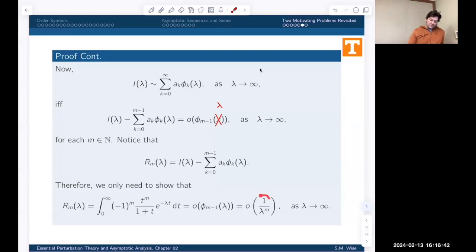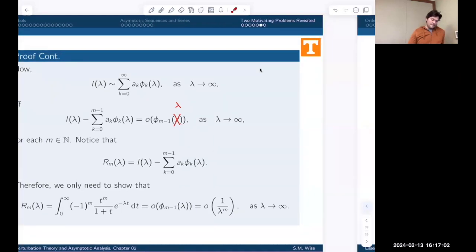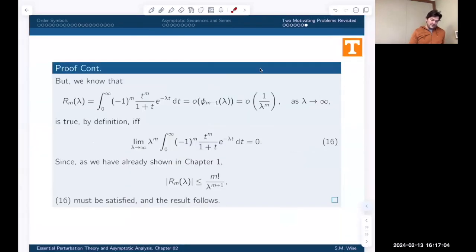But of course, we know what this function is. Phi m minus 1 is 1 over lambda to the m. So if we want to show that this is a little o of 1 over lambda to the m, we're going to divide this R by this function and show that the limit as lambda goes to infinity is 0. Okay, so that's exactly what I'm doing here. Dividing by 1 over lambda to the m is the same as multiplying by lambda to the m.